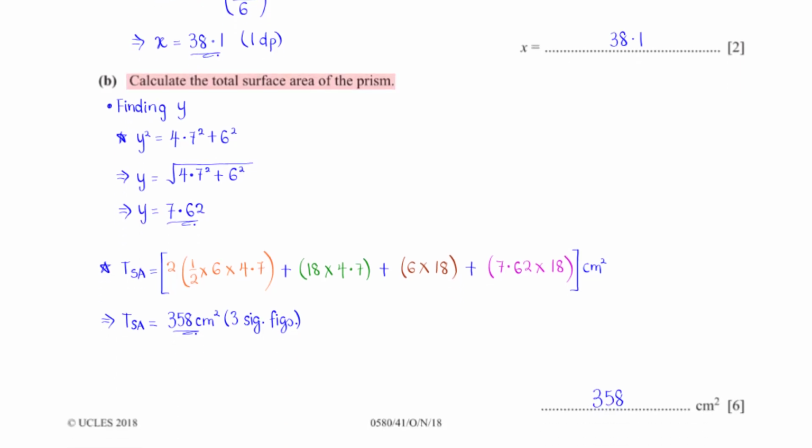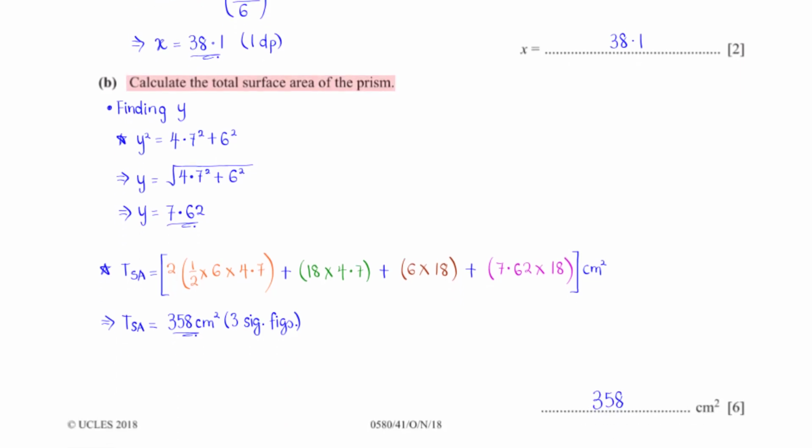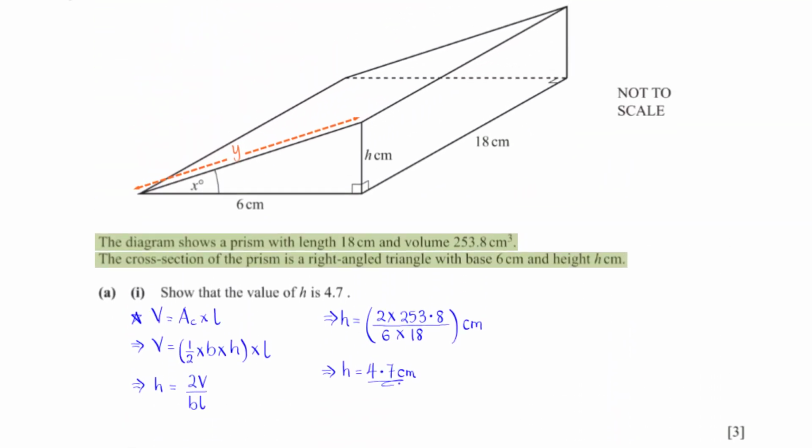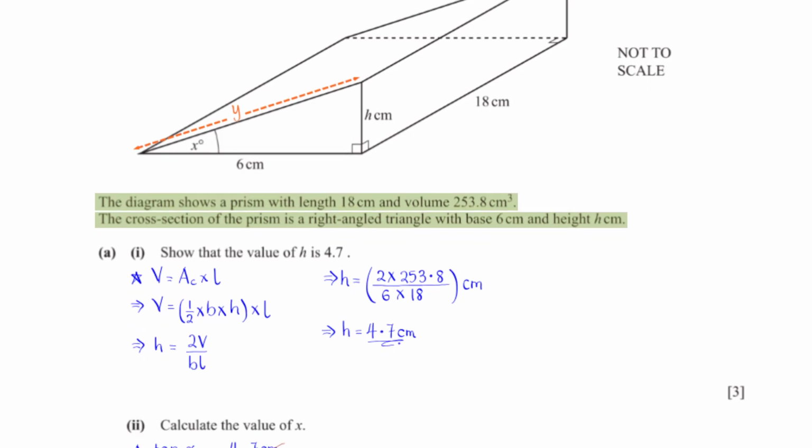Calculate the total surface area of the prism. Before we can get the total surface area of the prism, we first need to find y, which is the length of one of the edges of the prism. To get y, we can apply the Pythagoras theorem to the right-angled triangle.